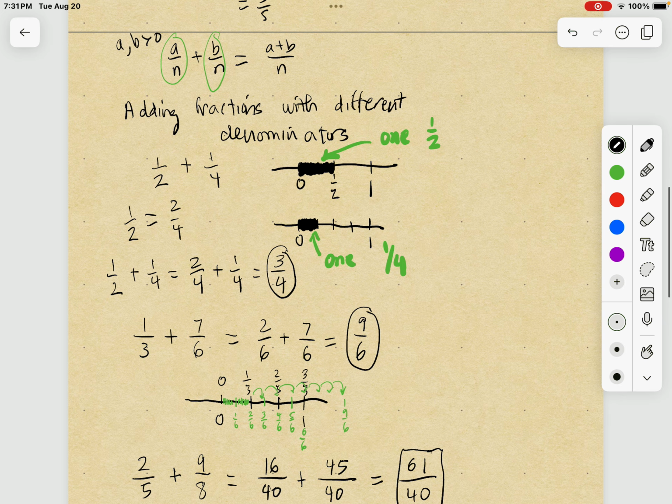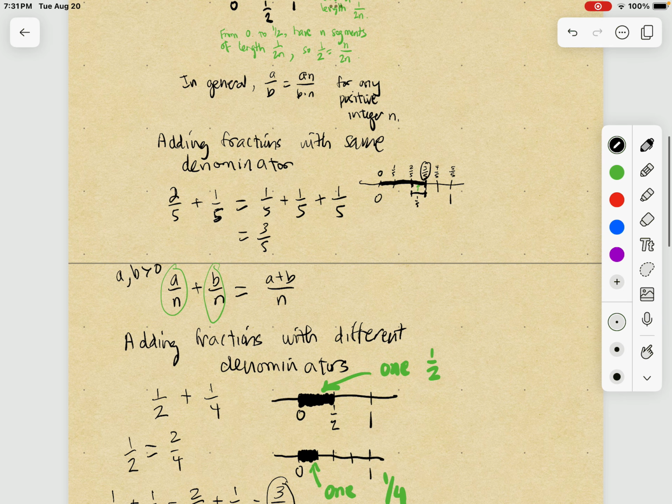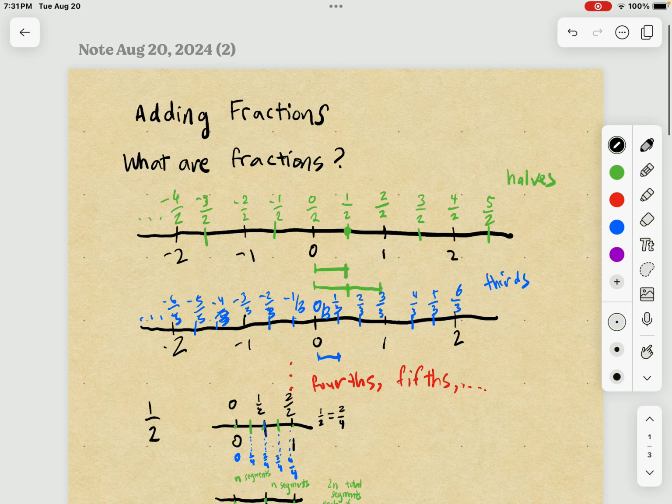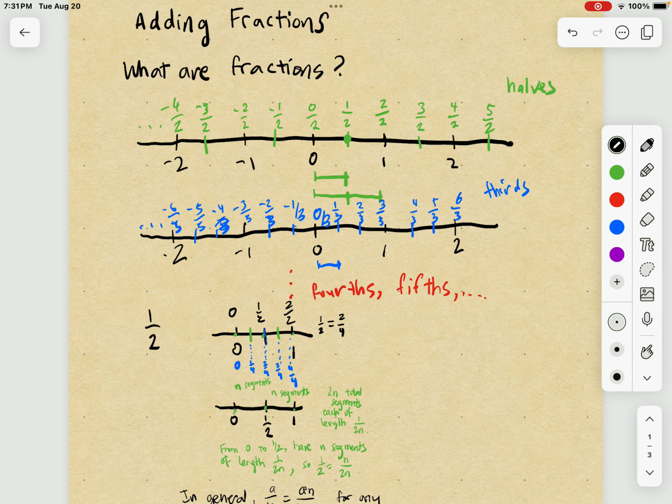Okay, so I hope that this was a good review of how to add fractions and why we add them the way we do. And a lot of people explain fractions using parts of a whole, but that really is, I think, not a good way to explain how to add fractions.